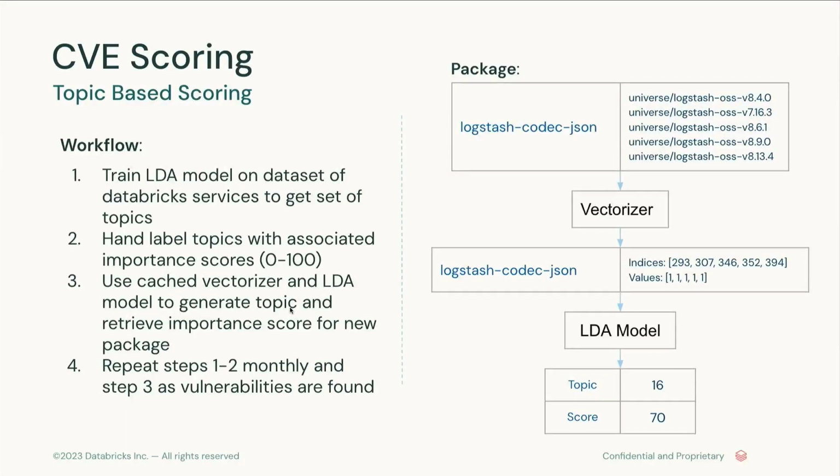So the idea in topic-based scoring is that we train LDA on this data set to get a set of topics, and we hand label these topics with importance scores, like between 1 to 100. Some topics might be very important. Kafka might not be very important for us, but if there's a topic with DBR services, that is very important for us. Now, given a new library or package, we convert it into this topic distribution, see which topic it falls under, and give that library that score. The topic score would be the library score.